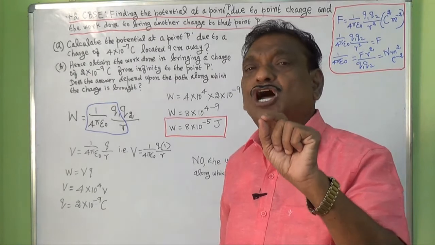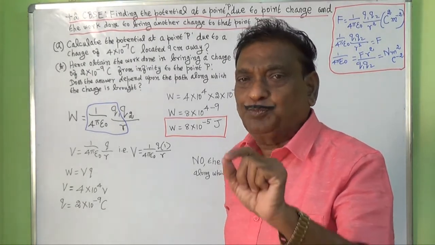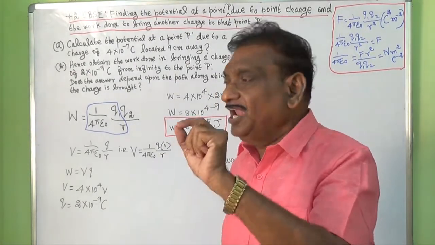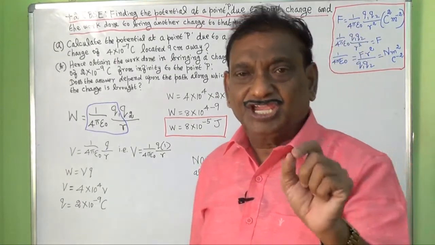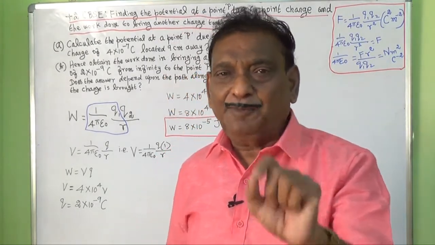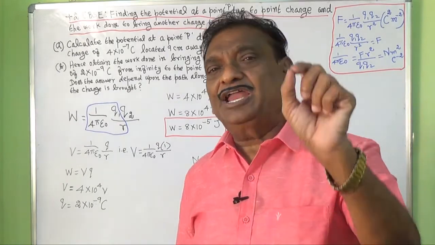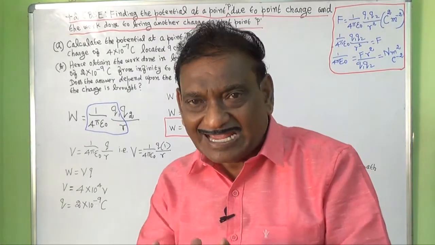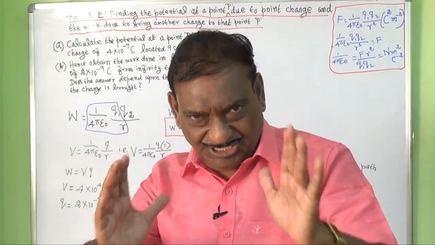The work done is also called electric potential energy. Electric potential energy is denoted by the letter capital U. The work done is stored as electric potential energy.